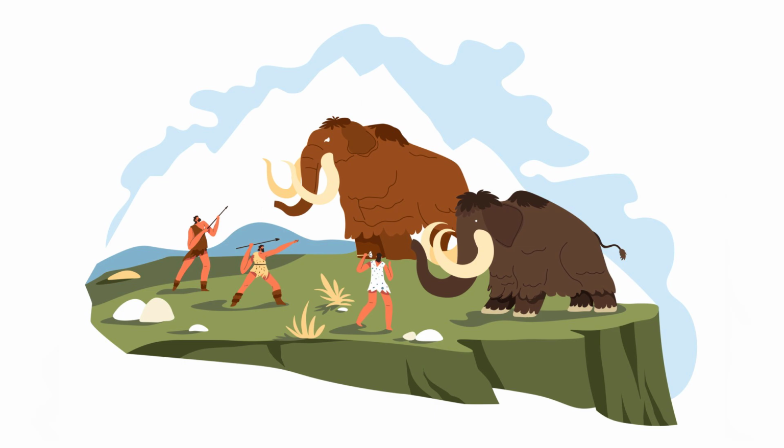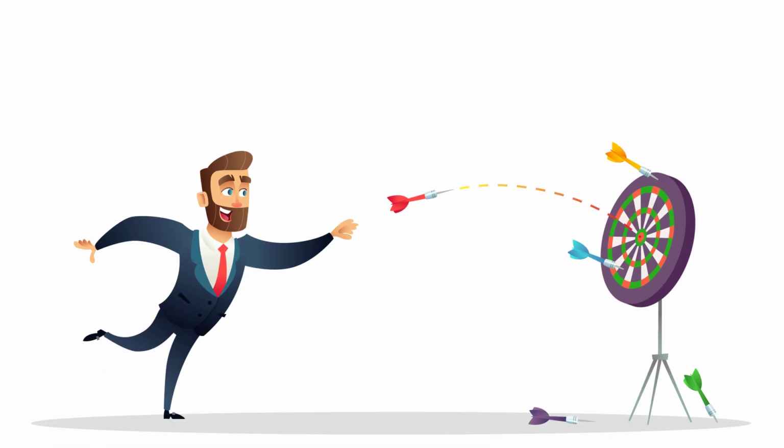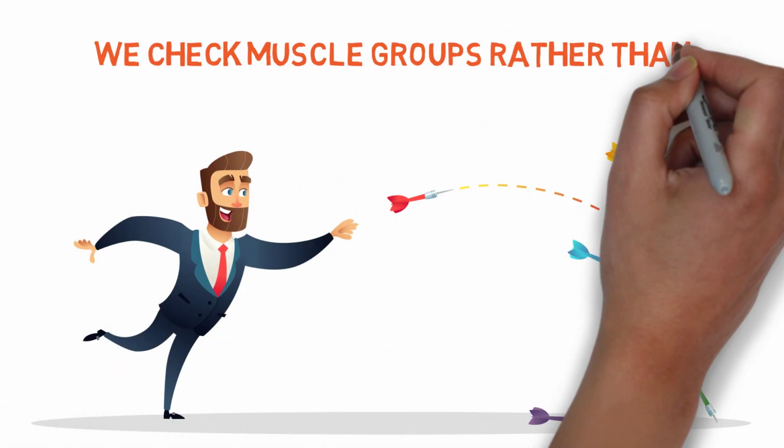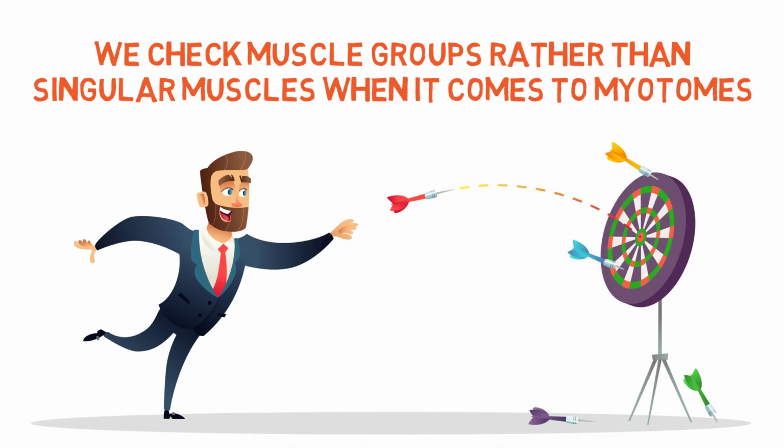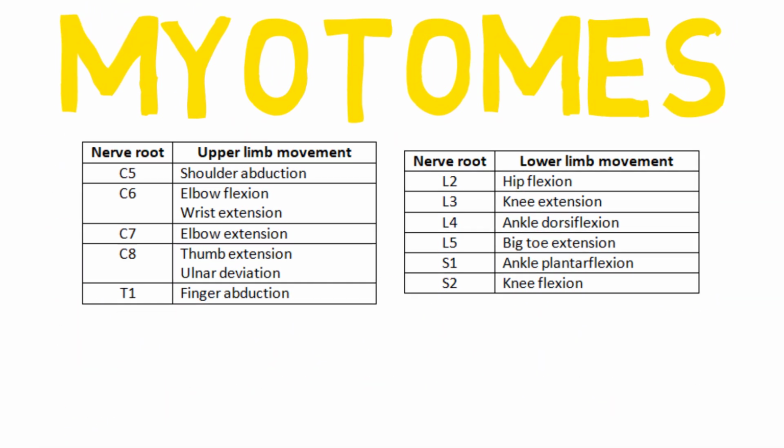Like if someone damaged their C6 nerve, they'd still be able to use the lat muscle actively, albeit to a lesser extent, through the C7 and C8 nerves. Also, having specific muscles supplied by multiple spinal nerves allows us to produce more precise movements and strength. For this reason, we check muscle groups rather than singular muscles when it comes to myotomes. Here's a list of the movements with the strongest association with each myotome.